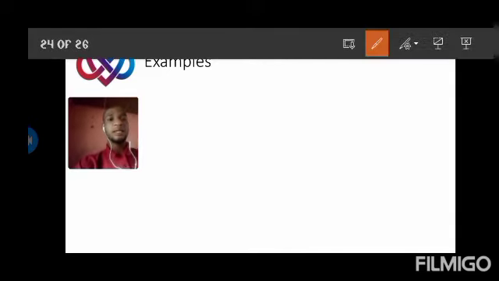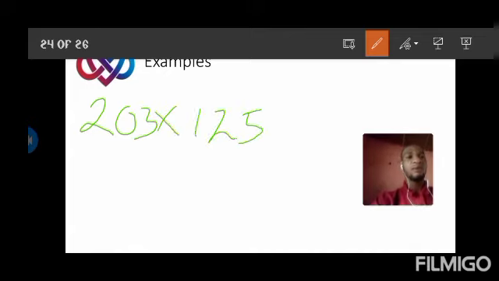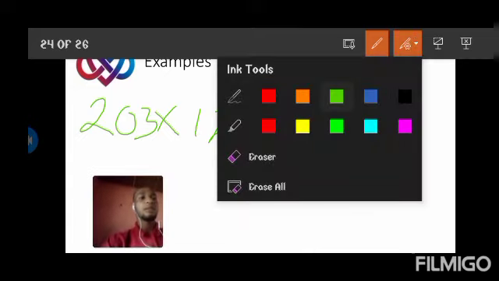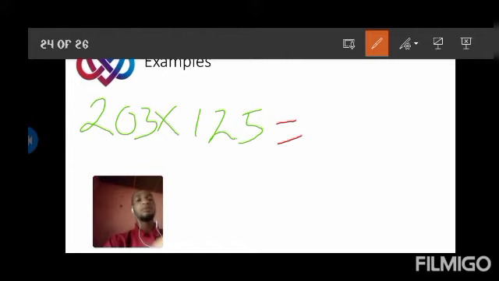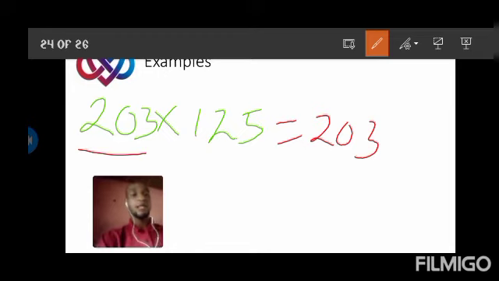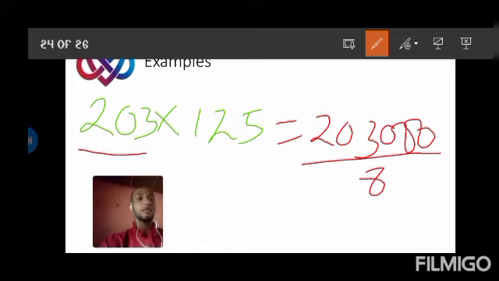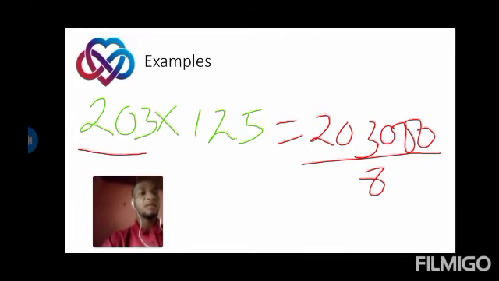Let's pick another example under that. Let's say we have a figure like 203 multiplied by 125. Wow. Yes, this makes it simple. So what to do? Pick number 203. Then we'll add how many zeros? 3. 1, 2, 3. Then we'll divide by 8. So we'll be a little bit faster this time around.